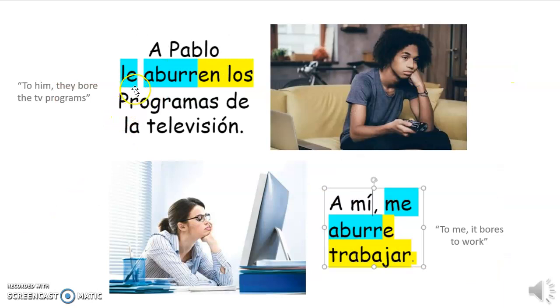Example of to be bored by something. A Pablo le aburren los programas de televisión. So just note that this is los programas. That's why it's aburren. A mí me aburre trabajar. It's an infinitive, singular.